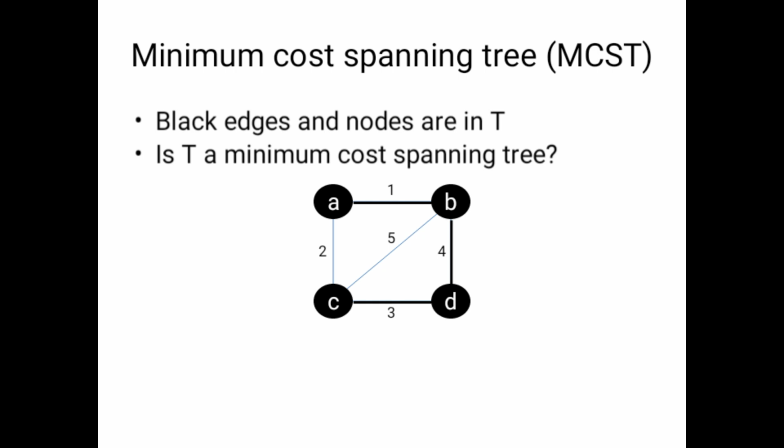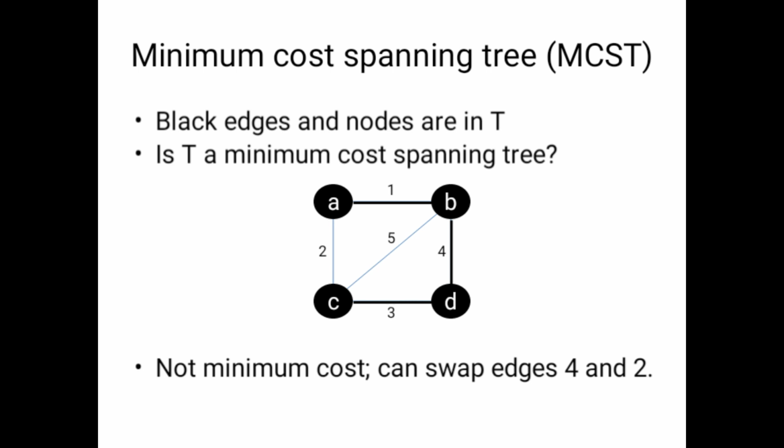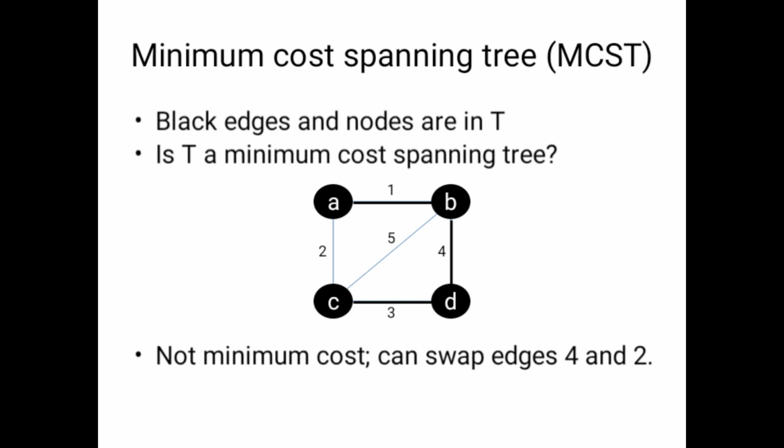Now we will take one more example here. Here A, B, D, C. Is this a minimum cost spanning tree? Here black edges and nodes are in T. T means it's a minimum cost spanning tree. Here A to B is 1, B to D is 4, D to C is 3. Yes, it is a spanning tree, but it is not minimum cost spanning tree. So we can swap the edges 4 and 2, and instead of taking the edge B to D, we can take the edge A to C.